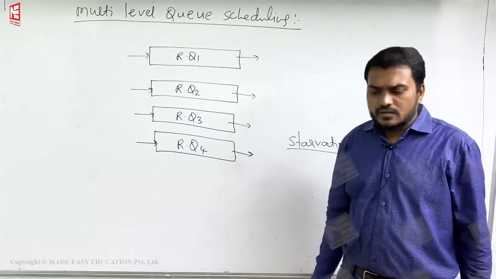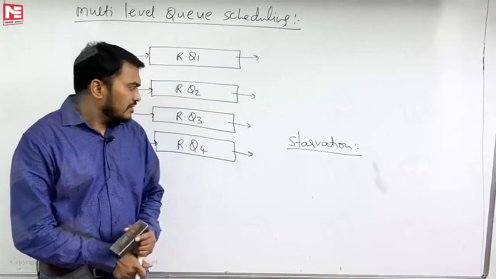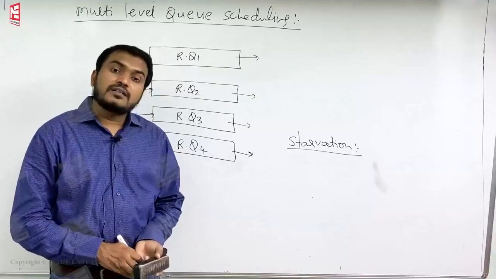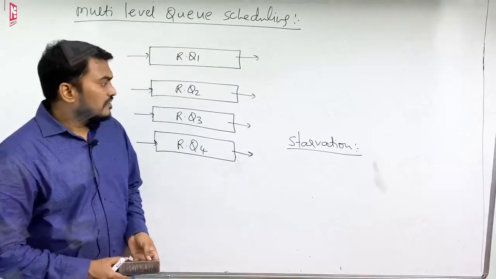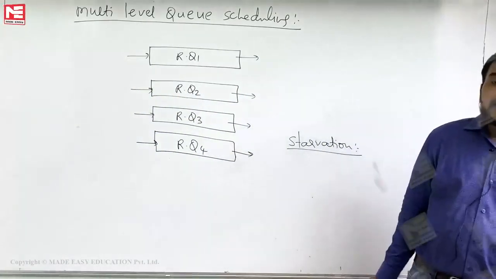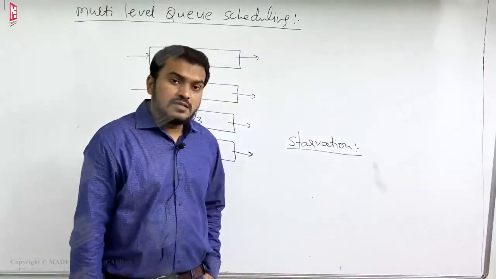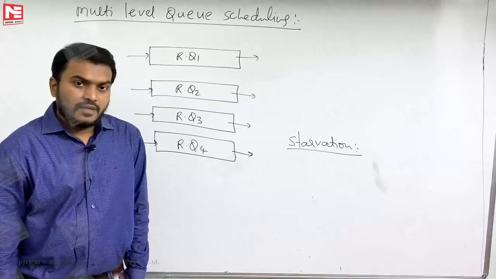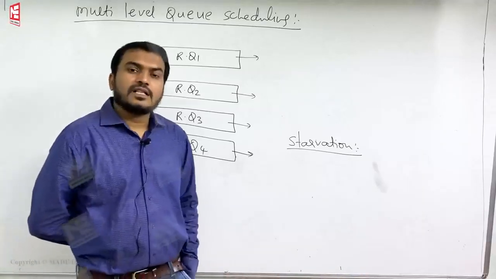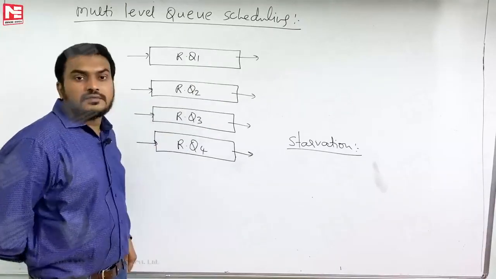Note down one by one point. Note down the first point. Depending on the priority of the process, in which particular ready queue the process has to be placed will be decided. Full stop. The high priority processes will be placed in the top level ready queue.